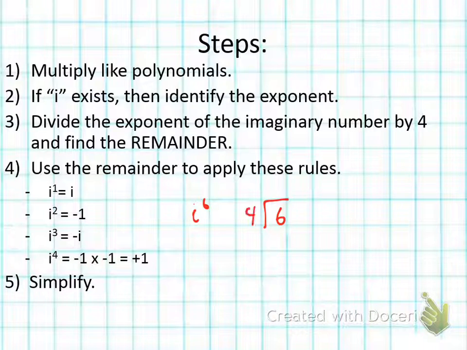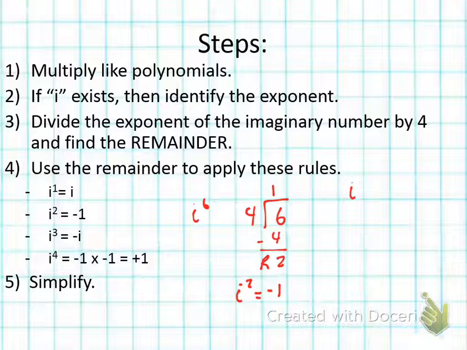We know i to the 6th should really be equal to i squared, right? So 4 goes in once. 1 times 4 is 4. And we specifically look at our remainder. Our remainder is 2. Okay? So i to the 6th is like saying i squared, which is really equal to negative 1. Does that make sense?